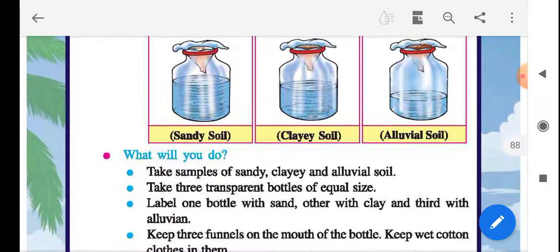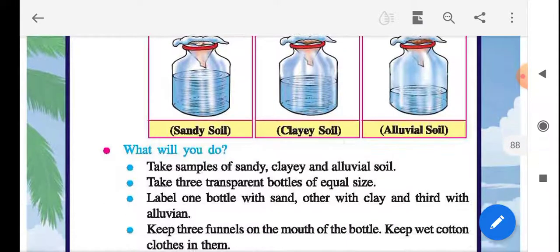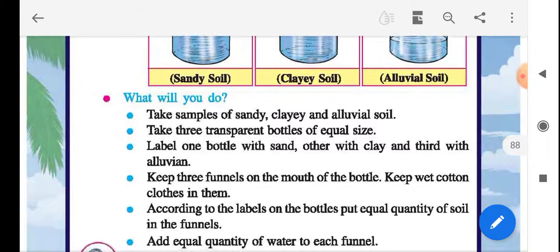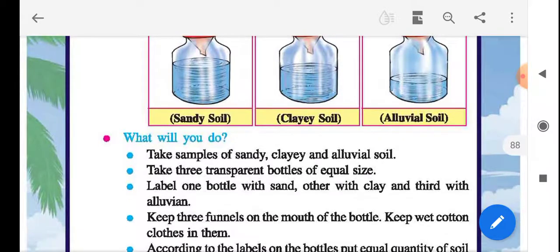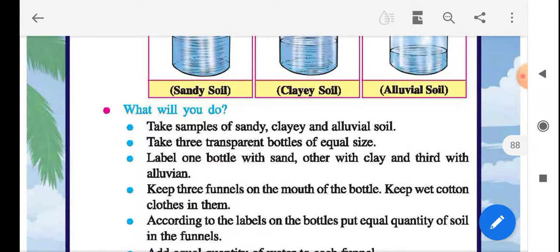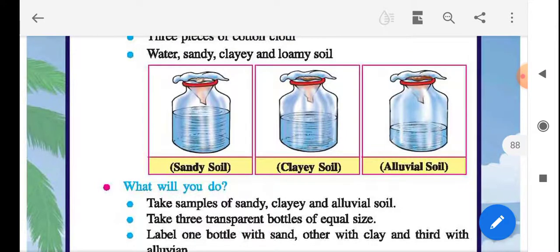First of all, we will take equal size transparent bottles and label them. Then we keep cotton cloth and adjust it with the funnel. According to the label, put an equal quantity of soil in each funnel and add an equal quantity of water to each funnel. Then we can say that sandy soil is transporting water very fast and the level of water is high.